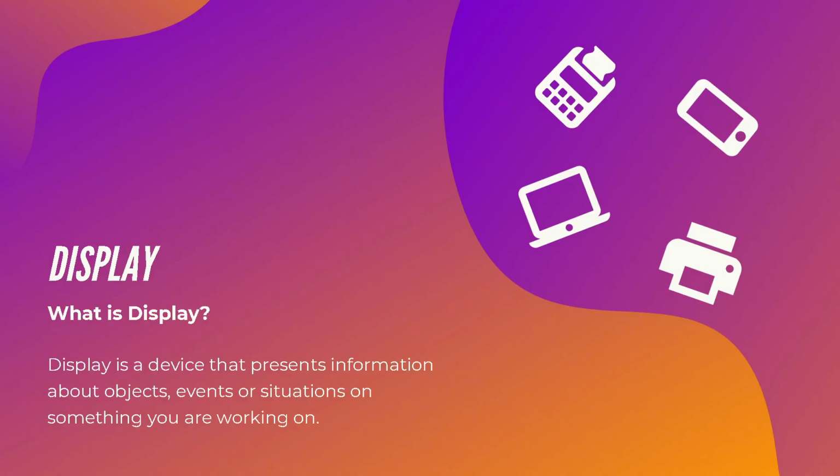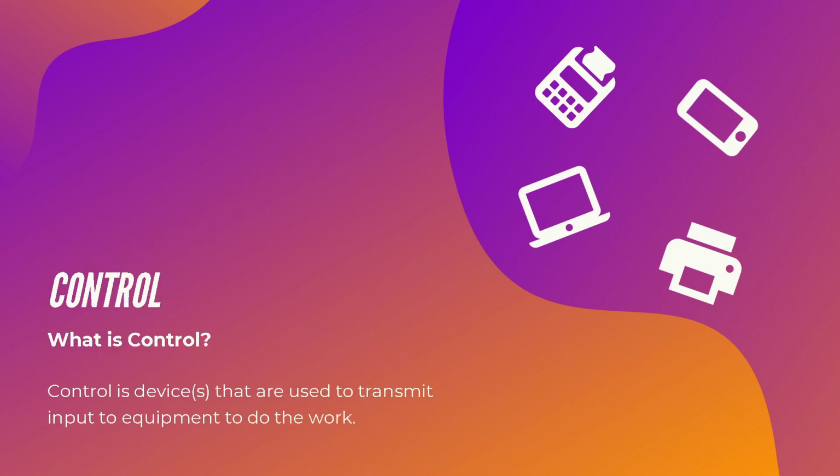So first thing first, what is display? Display is a device that presents information about objects, events, or situations on something you are working on. So basically, display shows you the current situation of the machine that you are working on. For example, the screen of a calculator shows you the numbers that you are working with. If you are making a formula for 2 plus 2, the screen shows 2 plus 2. That is the display of the calculator.